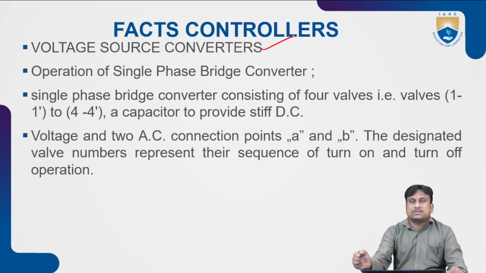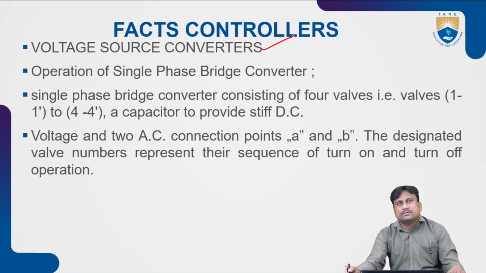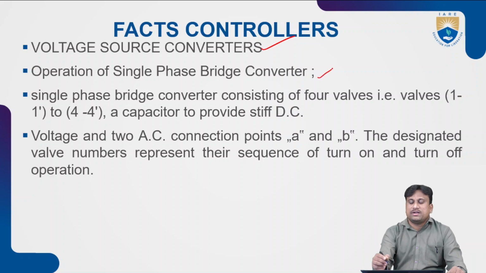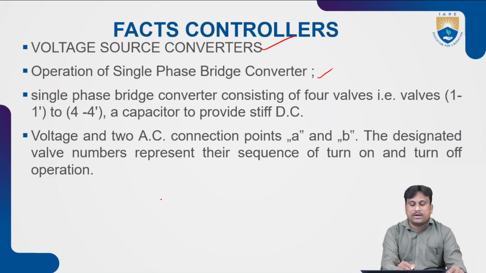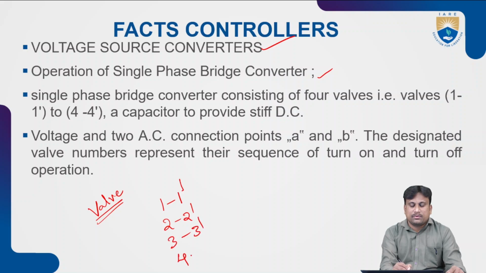So as voltage source converters are treated here, the operation of a single phase bridge inverter is considered. A single phase bridge inverter contains 4 valves: valve 1 to 1 dash, valve 2 to 2 dash, valve 3 to 3 dash, and valve 4 to 4 dash. All these are the valve cases.